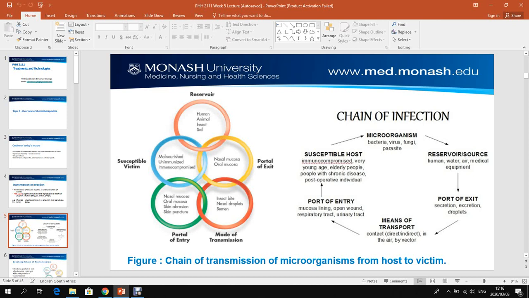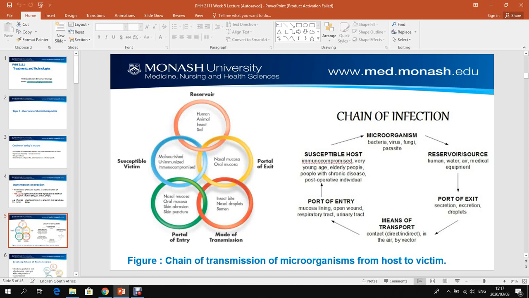Once they leave the port of exit, they must be able to travel to the next point, so there must be a mode of transmission. Mode of transmission can be, for example, insect bite or nasal droplets. For example, if someone is sneezing without protecting their nose, the droplets will be flying all over, and susceptible people might catch those droplets, which are loaded with infectious microorganisms. And that's how the transmission will happen. And sometimes it can be transmitted through semen.